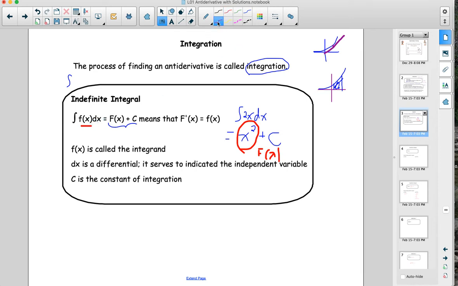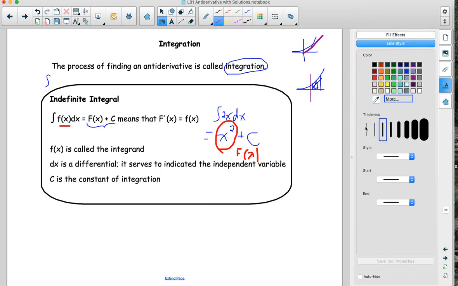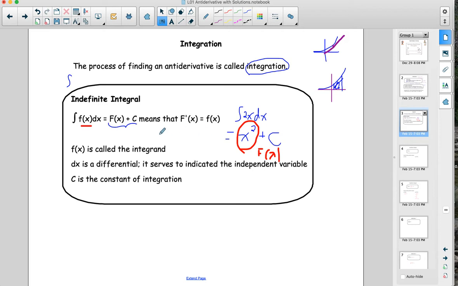And now some terminology, naming of the parts. This function here, f(x), is called the integrand. The dx on the end is called the differential, and it tells us what the independent variable is. So what are we supposed to be integrating with respect to, which letter? We're told that here, it's dx, and c is called the constant of integration.